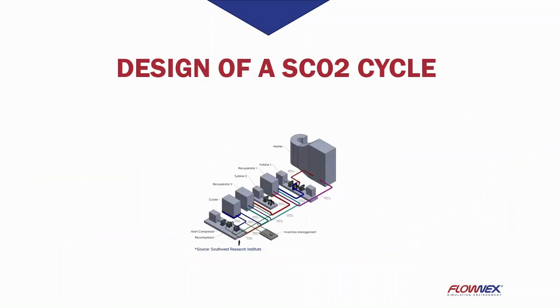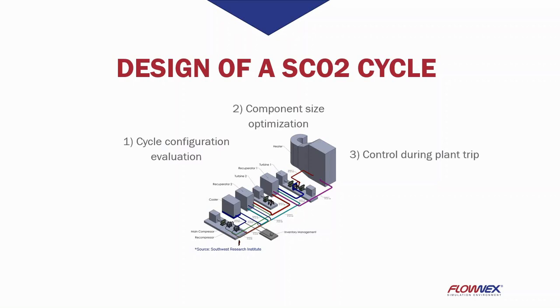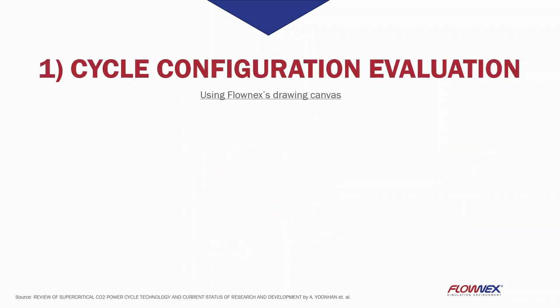Now, if we take a look at the design process, FlowNEX plays a critical role in each decision-making point. This includes cycle configuration evaluation, component size optimization, control during a plant trip, control for load ramp and efficiency, and balance of plant. In the initial process of the design phase, an appropriate cycle configuration evaluation must be done. This is to determine the optimal cycle configuration for a specific application, and since most applications are unique, it is vital to go through this process.